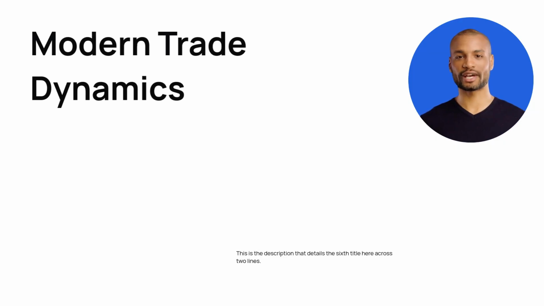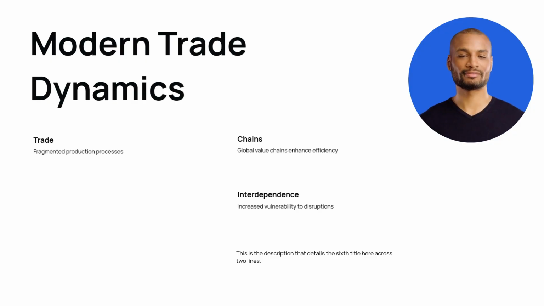Modern trade features fragmented production processes. Countries specialize in specific production stages. This creates global value chains, enhancing efficiency. Interdependence and vulnerability to disruptions increase. Global value chains redefine international trade dynamics.